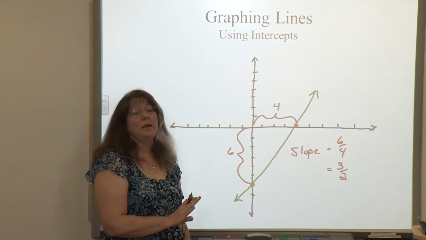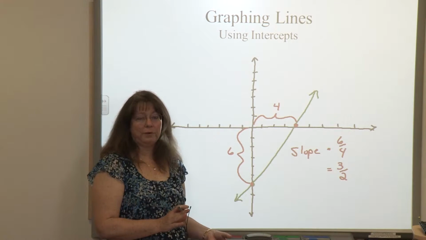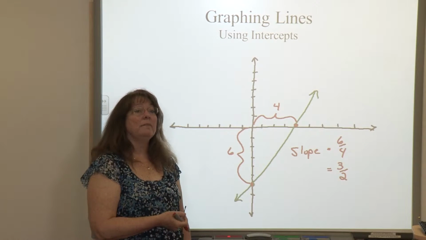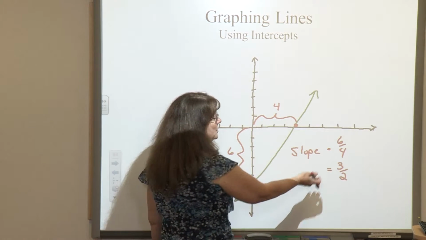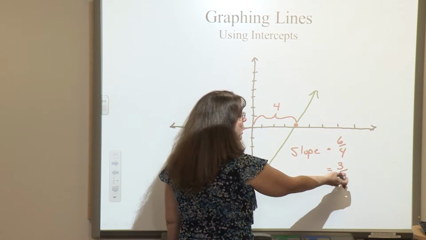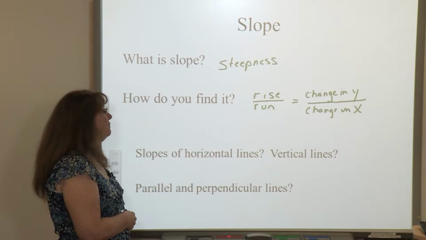This is the one time that you really do want to have a fraction. I know most of the time you don't like working with fractions. But by having it in fraction form, this is actually giving you a lot of information, because that top number is telling you how much you changed in the y direction, the rise, and the bottom number is telling you how much you changed in the x direction, the run. So we've taken a look at how to find the slope.